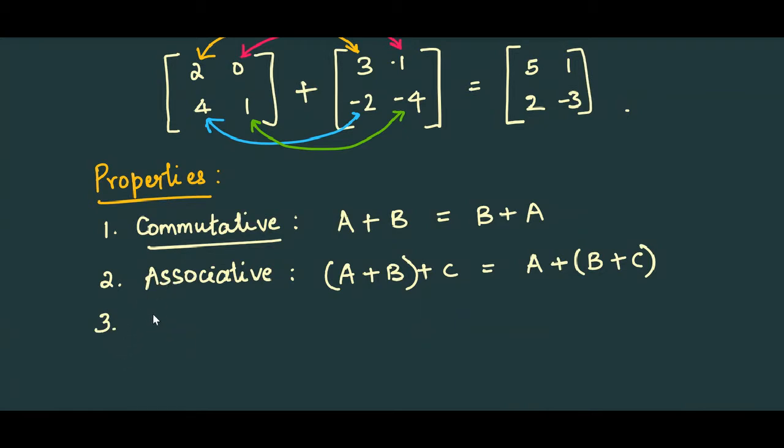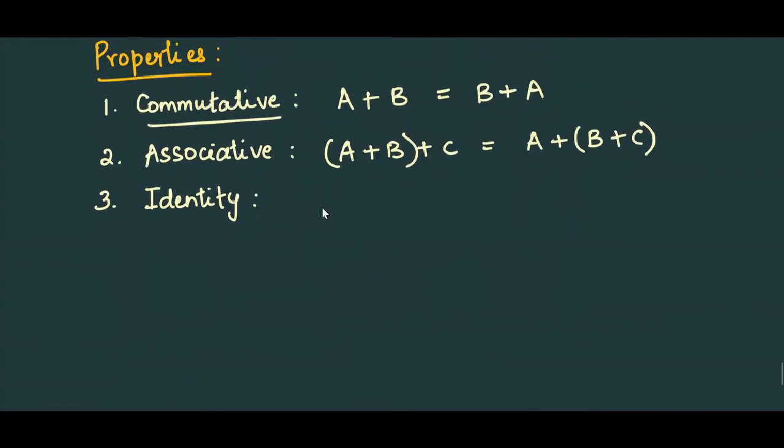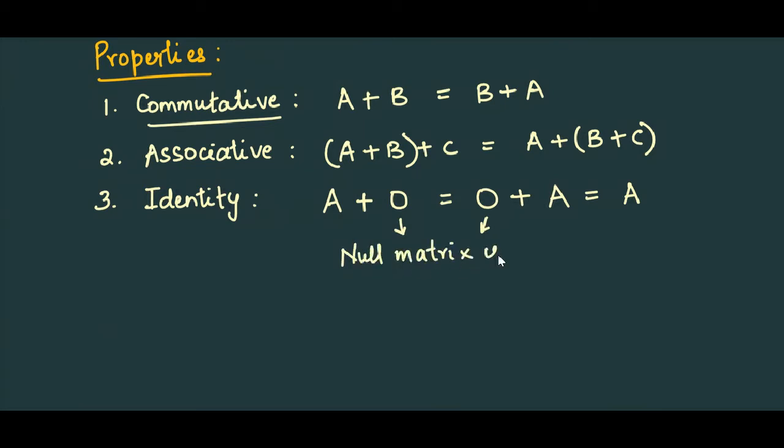Then additive identity. What is the additive identity? A plus null matrix. So null matrix is the additive identity.